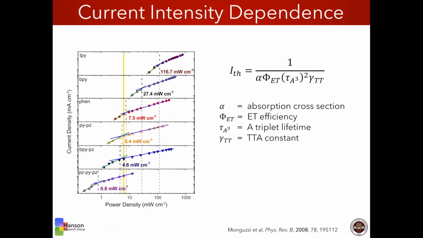We can see here that the ith value is inversely proportional to the energy transfer efficiency and the triplet state lifetime. If the triplet energy transfer yield decreases and the triplet state lifetime decreases, then the ith value increases, and this is a negative effect on the system.